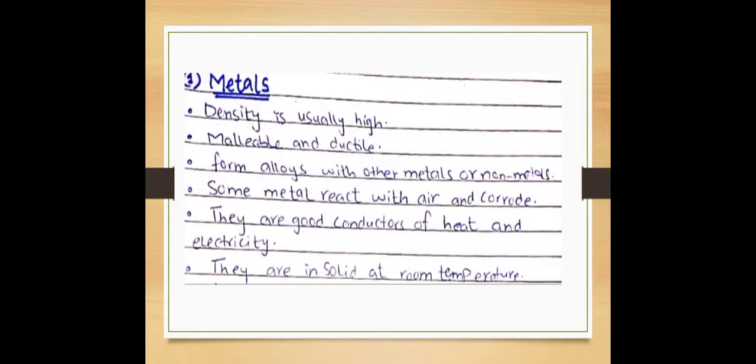Metals, their density is usually high. They are malleable and ductile, and form alloys with other metals or non-metals. Some metals react with air and corrode. They are good conductors of heat and electricity because they have free electrons. They are solid at room temperature.